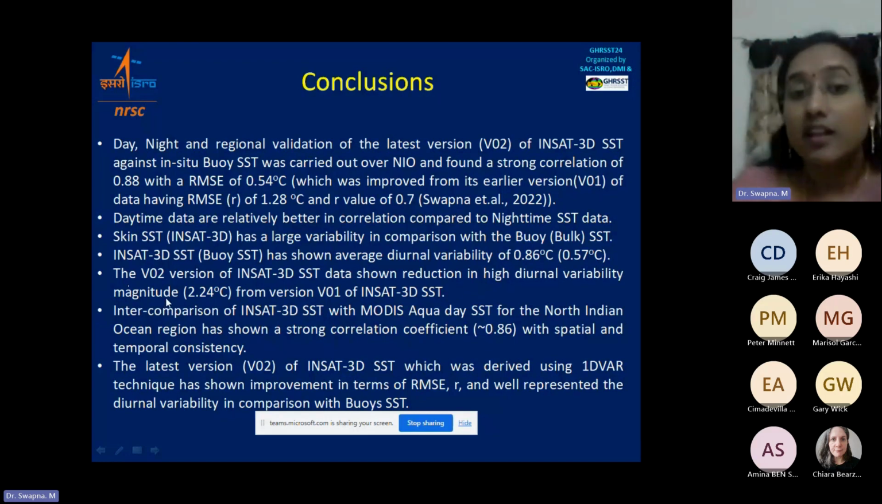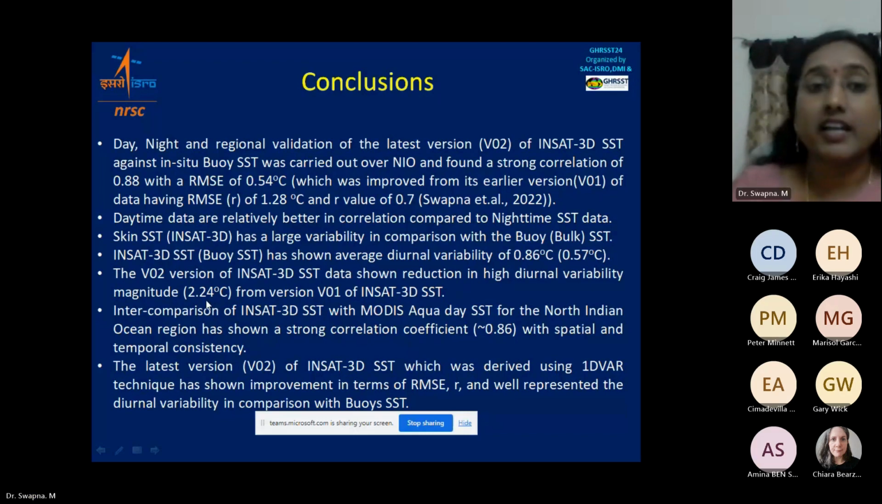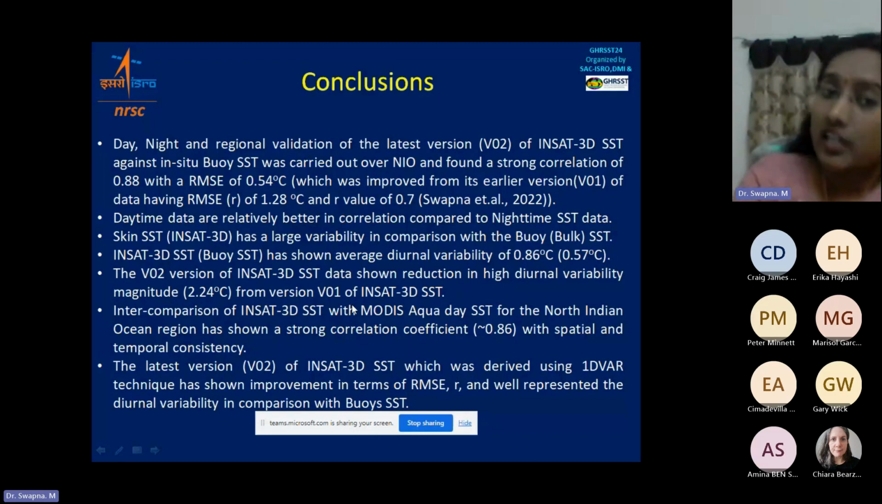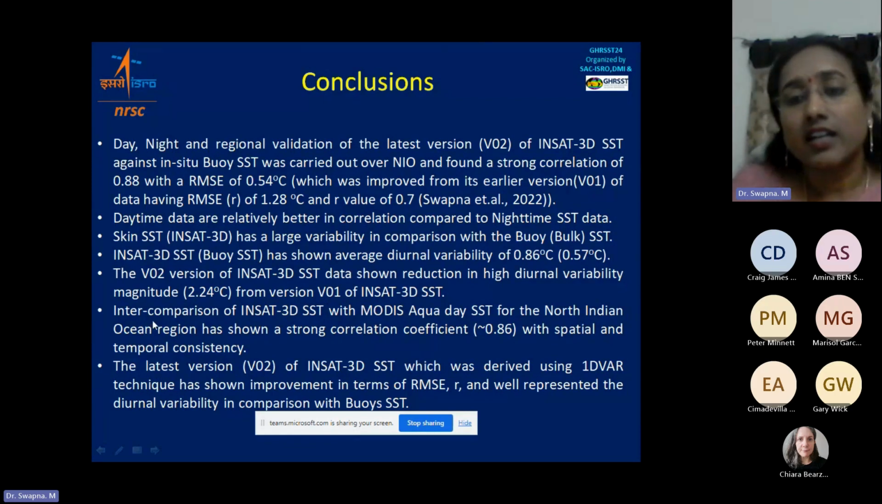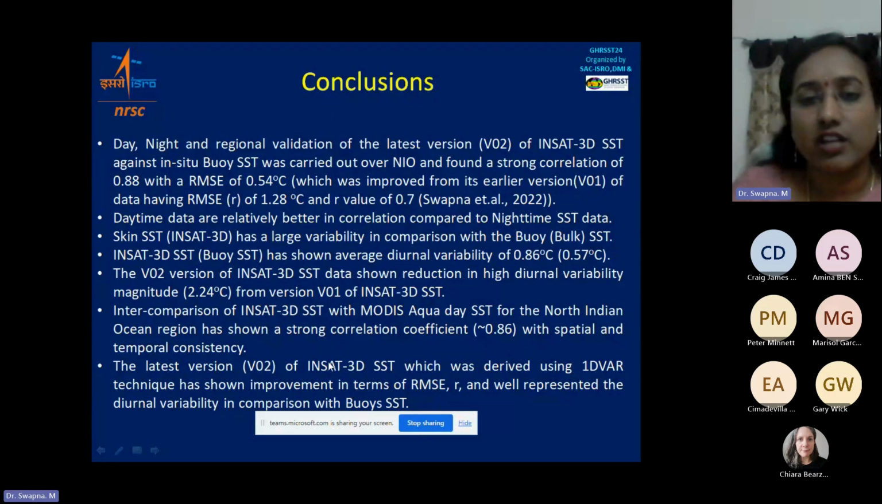Overall, my conclusion is that version 2 of INSAT-3D SST has shown reduced diurnal variability magnitude compared to version 1 of INSAT-3D. The initial version of the data showed a 2.24 degrees centigrade diurnal SST magnitude. Now it has decreased to 0.86. So it has improved a lot in representing the diurnal variation throughout the day and reduced the diurnal SST magnitude compared to the previous versions of INSAT-3D SST. Along with this, we have also observed very good spatial and temporal consistency with contemporary satellite observations.